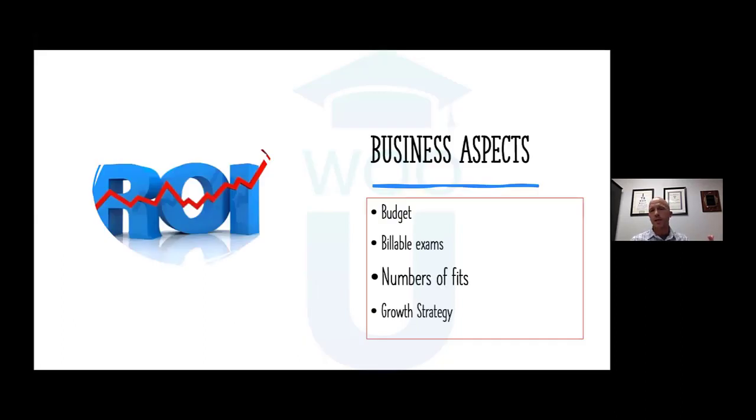And then from a business aspect, you have to look at the return on investment. These are some things that you would talk about with your accountant, but you have to consider your budget, and whether or not the instrument provides billable exams. But to me, the number one aspect of all of this is just the number of fits that you do. If you're doing a couple of fits a month, then right now it may not be worth investing in this technology. But with that said, maybe part of your strategy is to grow and to fit not only 2 lenses a month, but 2 lenses every couple of days. And so you may want to make this investment as you think about the growth of your practice.